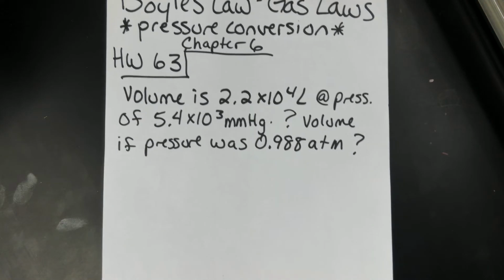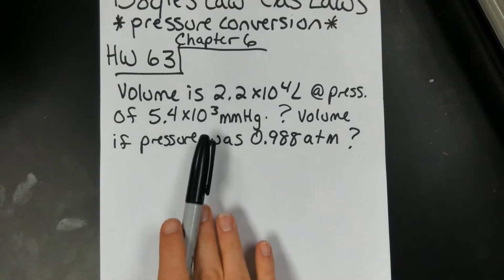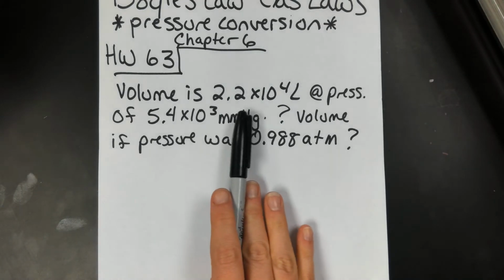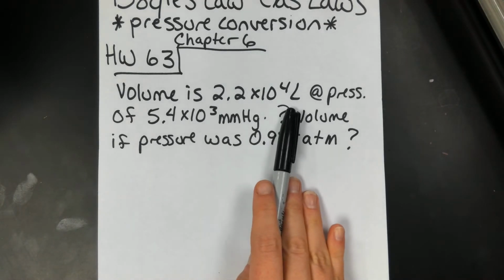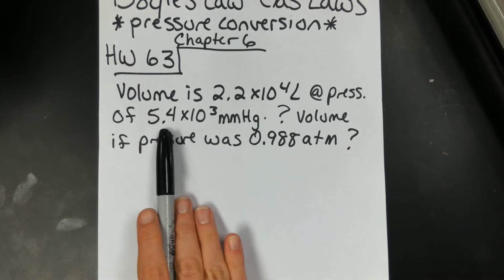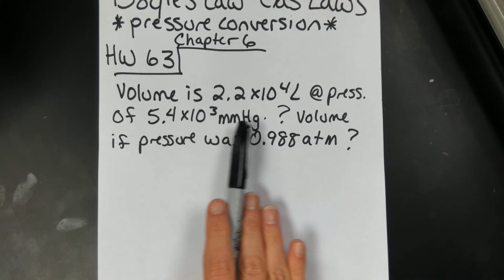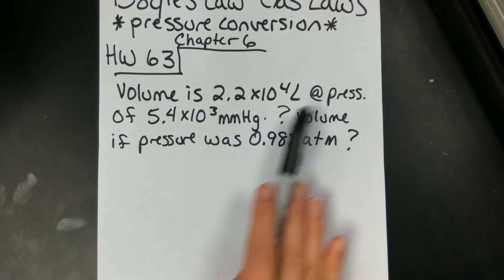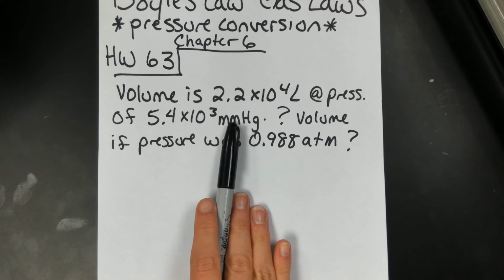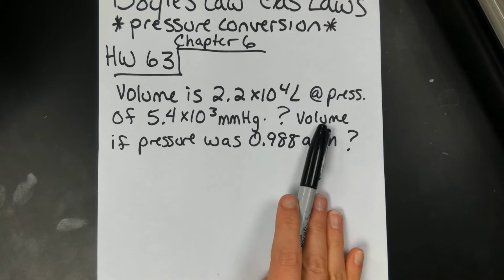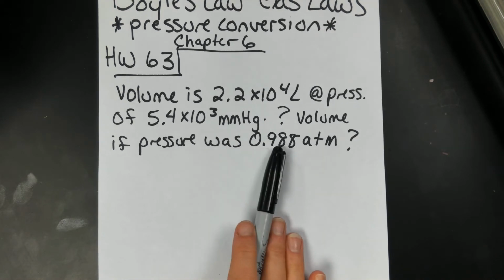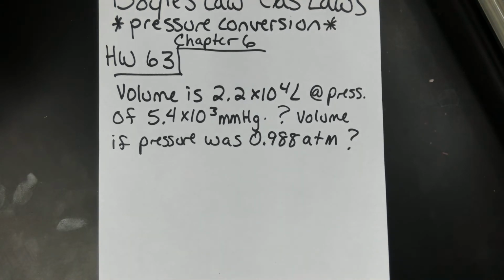So the problem talks about a container, or a lab I think, that has a volume of 2.2 times 10 to the 4 liters. And it has a pressure of 5.4 times 10 to the 3 millimeters of mercury. So I know that this is a unit of pressure because the problem told me. So they say, what is the volume if the pressure was changed to 0.988 atmosphere?